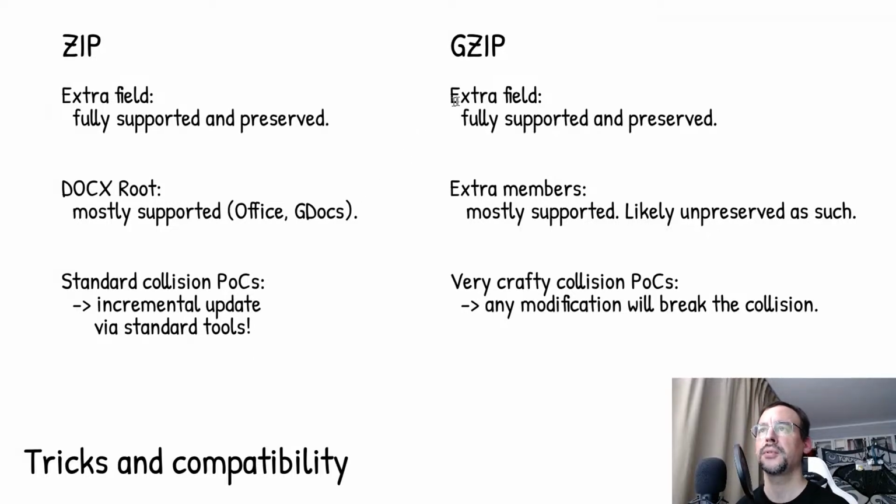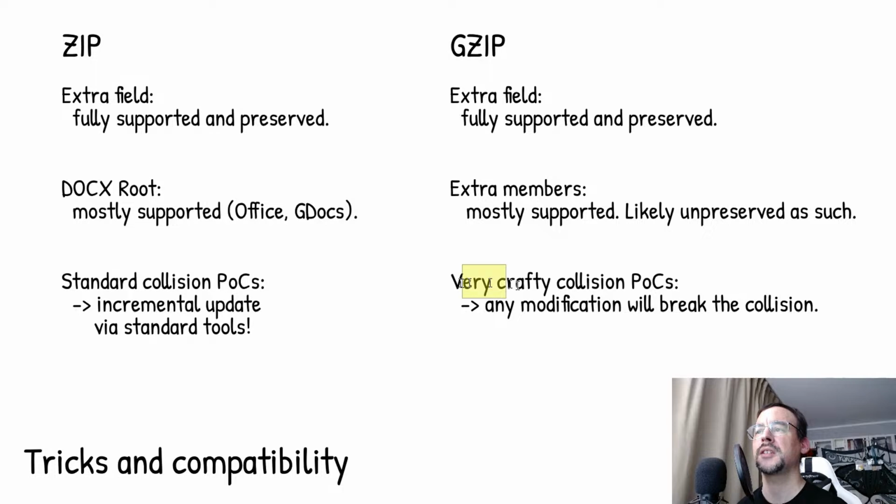On the other hand, with GZip, the extra field is fully supported and preserved, but the extra members are mostly supported. Some software like Inkscape don't tolerate SVGZ, so GZipped SVG, to be stored on extra members. And usually when you save a GZip with extra members, it will most likely be rewritten as a single member. So basically, in this case, the preservation of this colliding proof of concept is not guaranteed at all. The file will be rewritten and will lose its colliding properties.